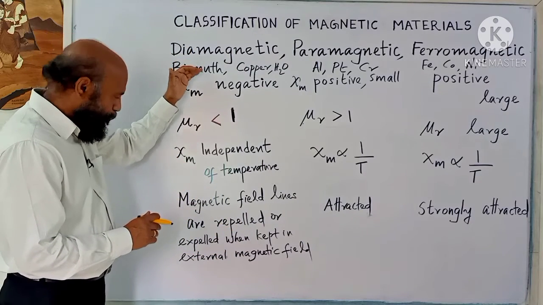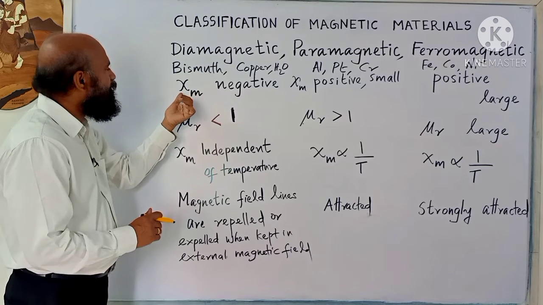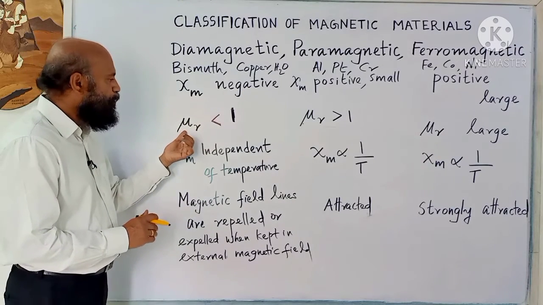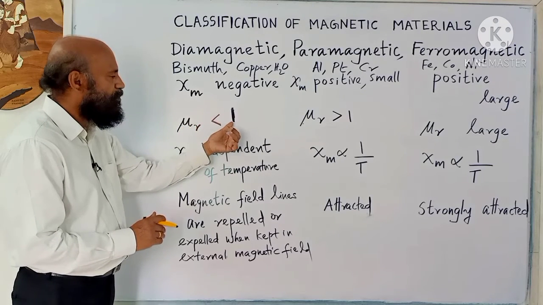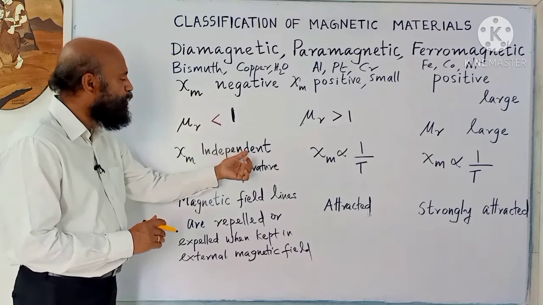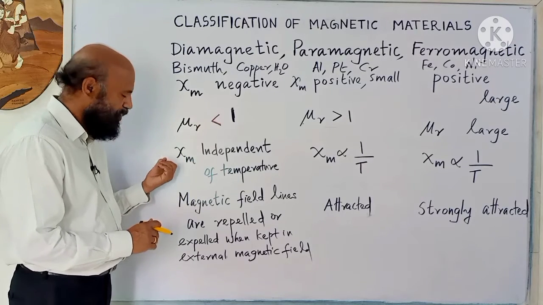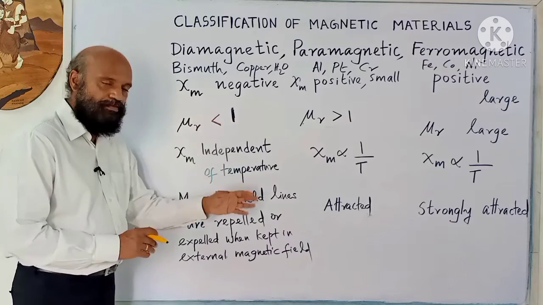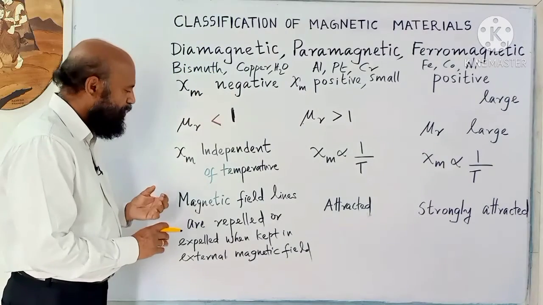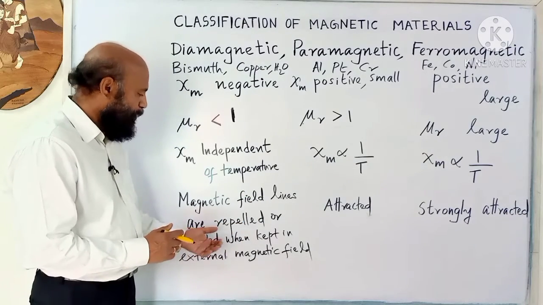Let us see now its properties. For diamagnetic materials, susceptibility is a negative quantity. Relative permeability is lesser than 1. Then susceptibility is independent of temperature. When temperature is changing, susceptibility will not change. So that's the meaning of independent of temperature. Then if diamagnetic materials are kept in an external magnetic field, lines are repelled or expelled.